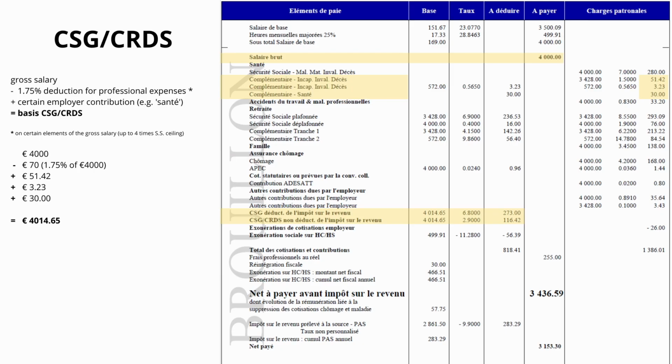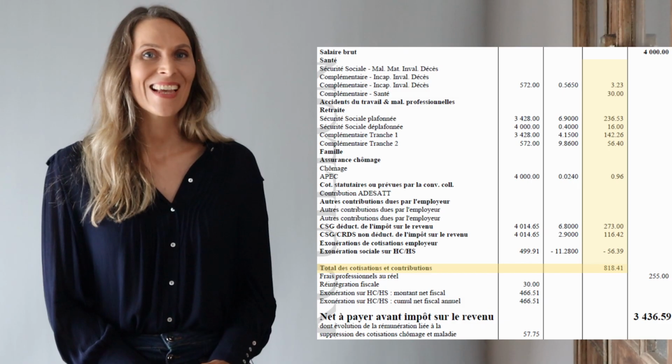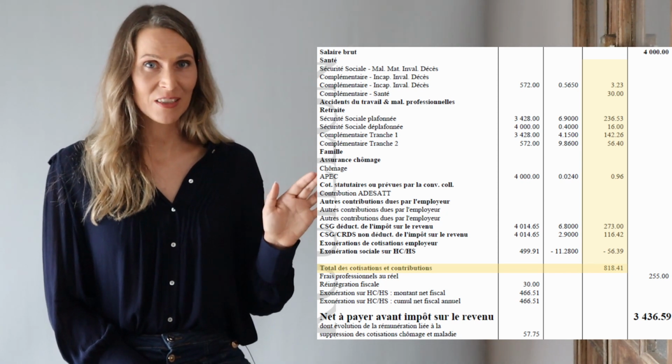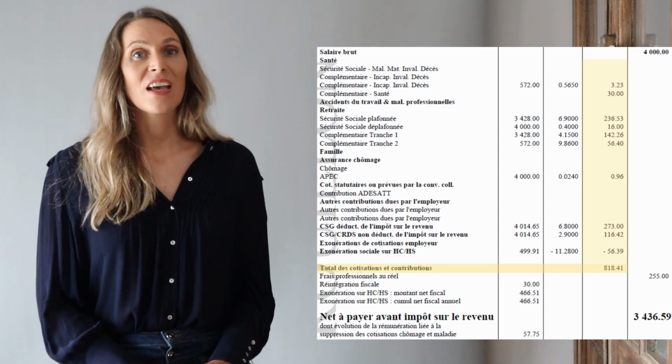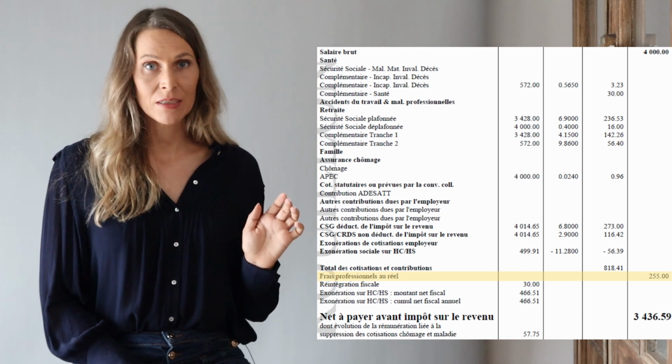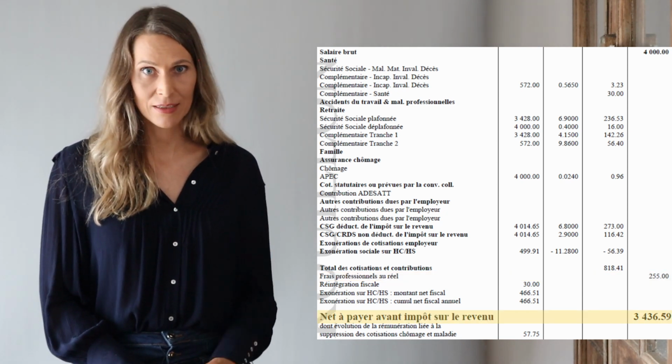There are also some elements that are a lot more complex to calculate. So for the employee deduction CSG, CRDS, please feel free to pause the screen in case you wish to learn more. Next, you will find the total amount of the social contributions. And after integration of some net elements, you will get the net before tax.